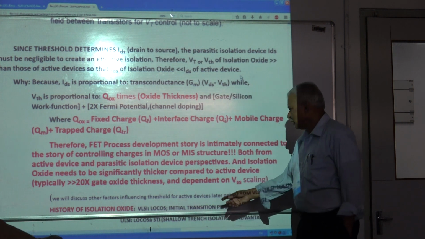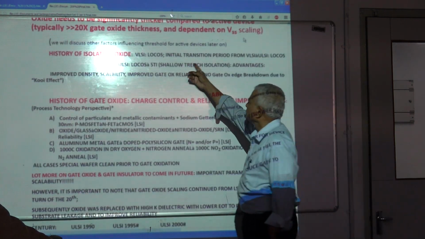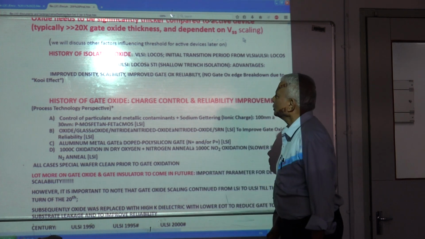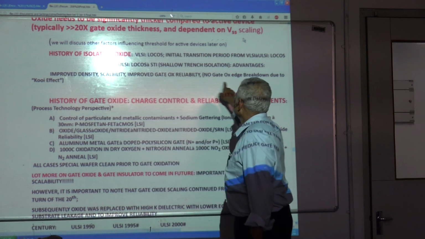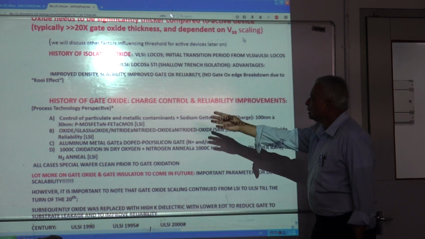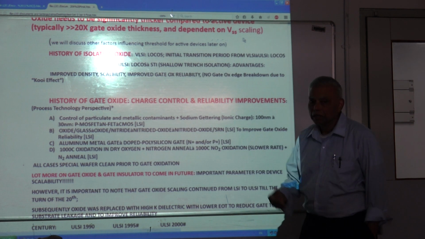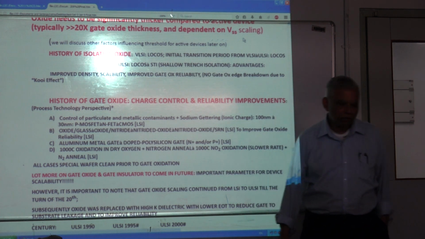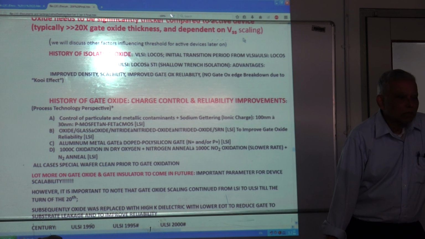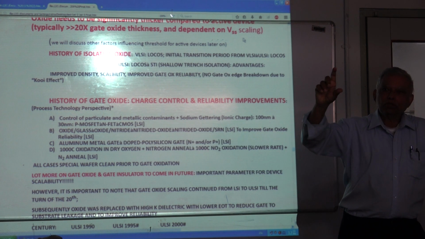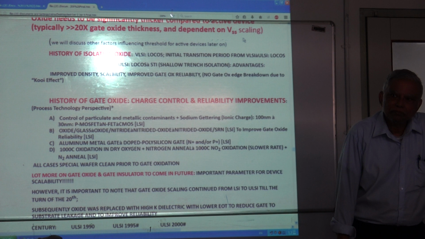So, you know, let's keep moving. We know that we originally had those LOCOS with bird's beak and all that kind of stuff, and we got rid of it. We have now much more elegant isolation because we knew, I mentioned those things to you. History of gate oxide charge control and reliability improvement. Gate oxide was the fun story for almost 2 decades since the FET came on board. The very original FET that I built had 1,000 angstrom oxide.